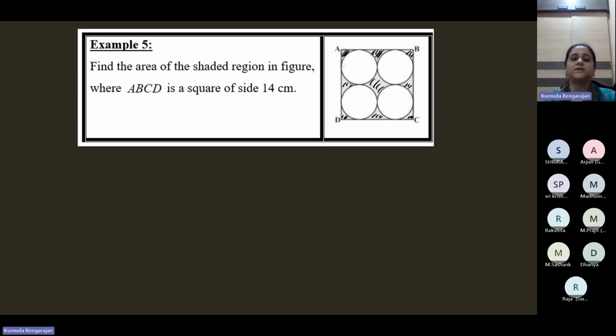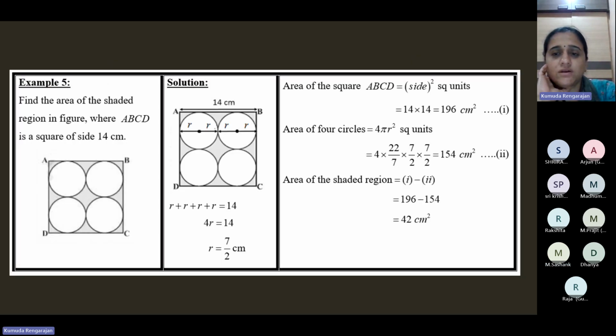So what's the idea? How do we find the area of the shaded region? What's the idea in words? Area of square minus area of 4 circles. Correct. Area of the square minus area of 4 circles. So that's easy for you. You can do that.